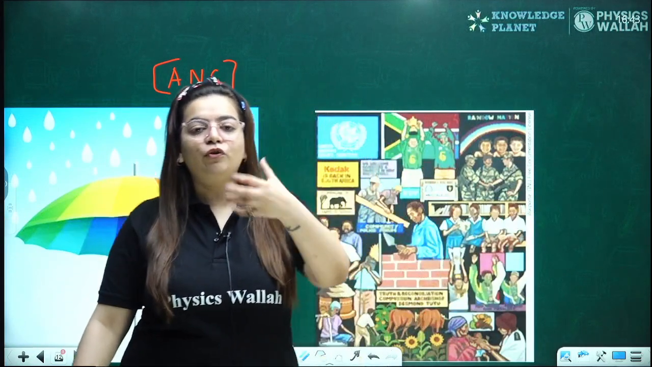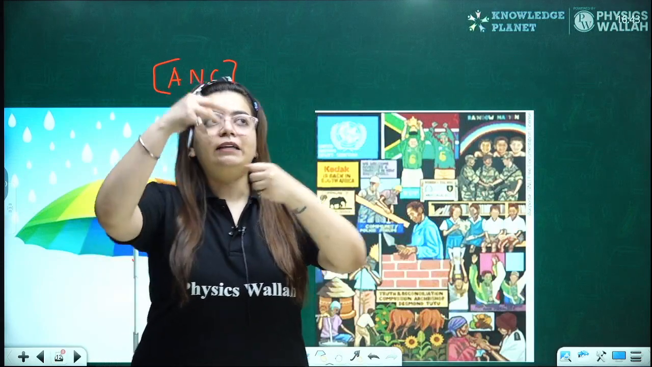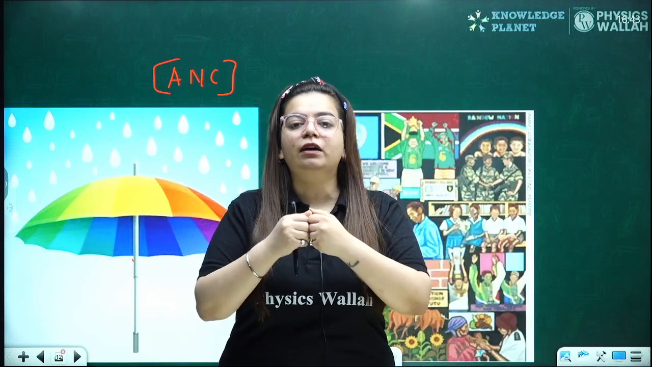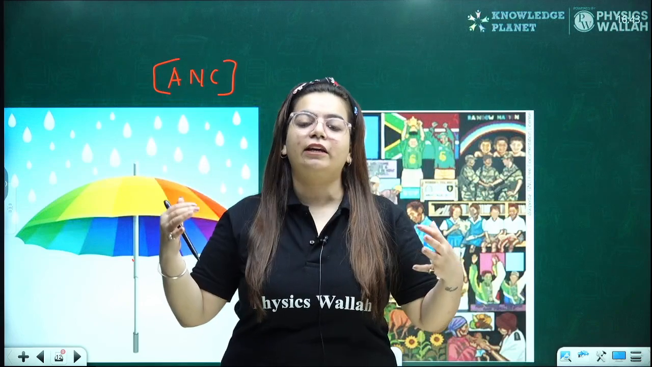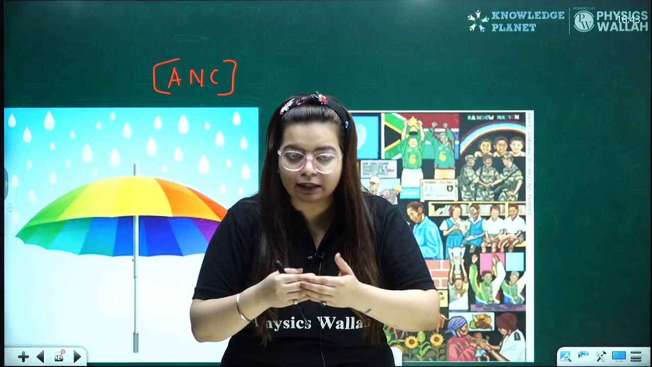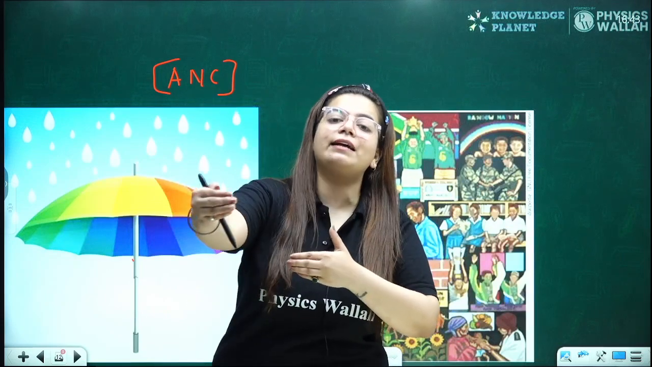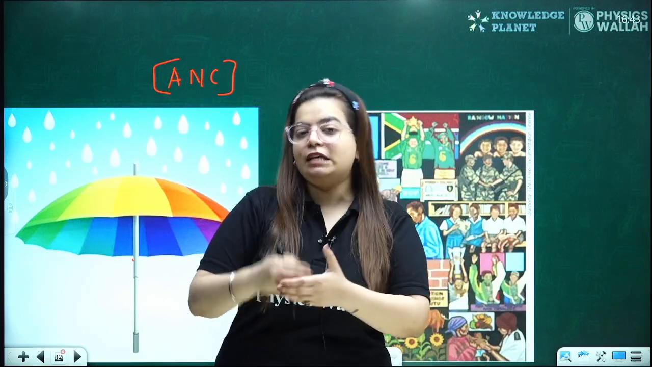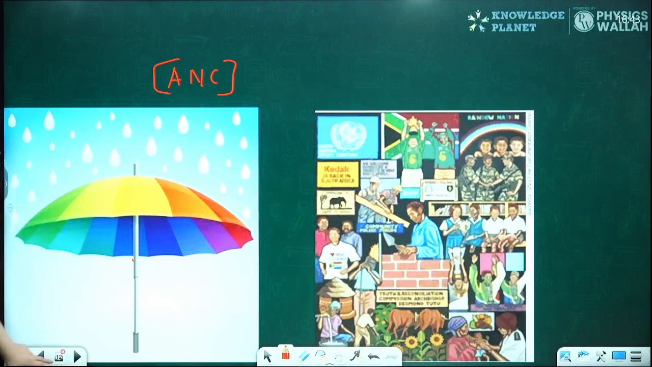That is why it is known as an umbrella organization. What do we mean by umbrella? Umbrella means that you are together here, and no outsider can attack you, right? So here umbrella means a lot of people were coming together and they were protesting against this unjust law, against this apartheid system. Now let's see what happened.